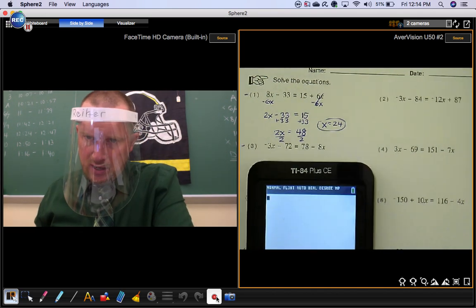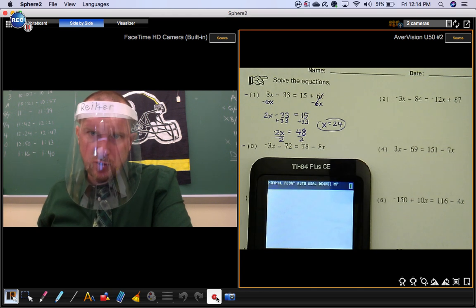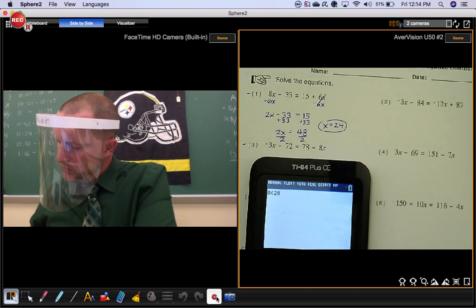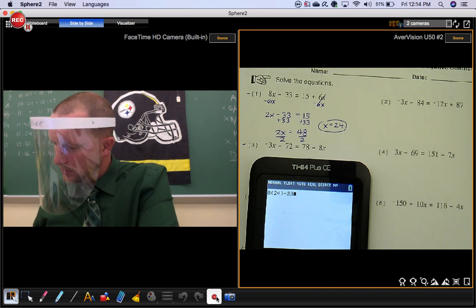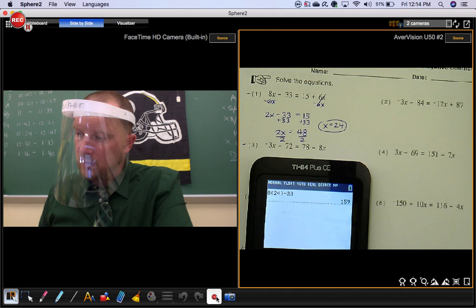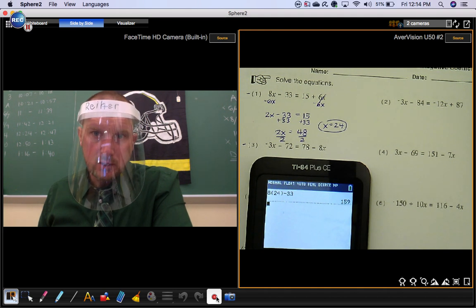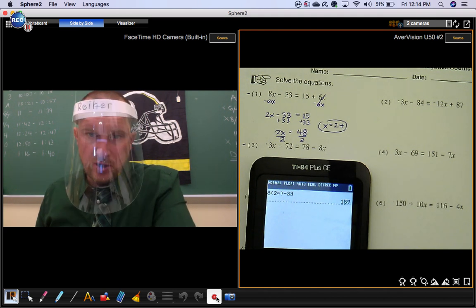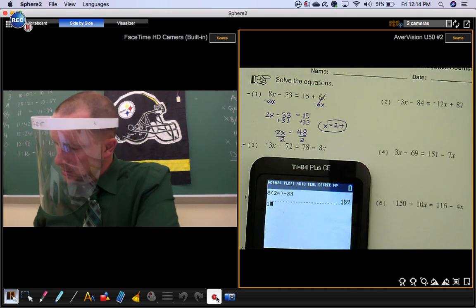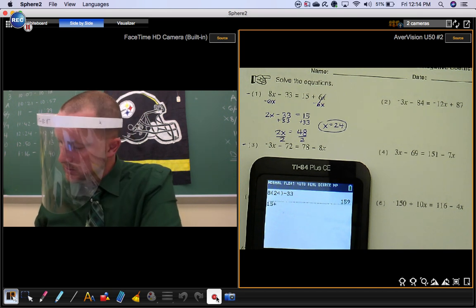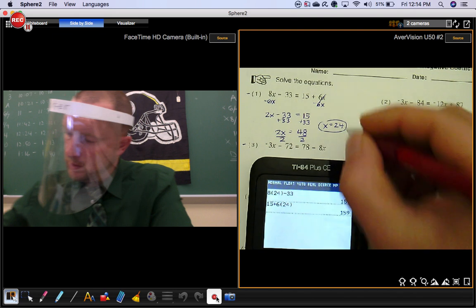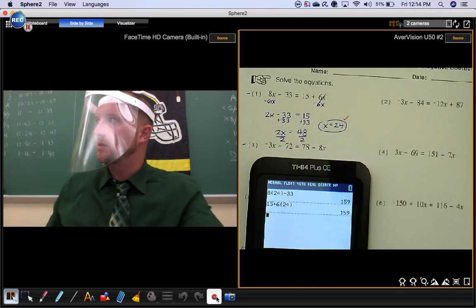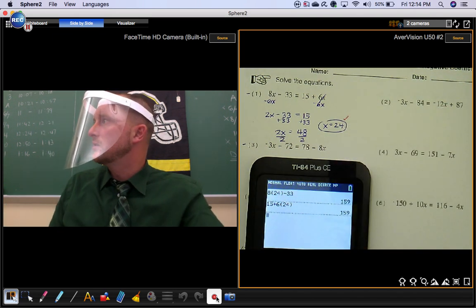We're going to plug that x value back in just to make sure that we got the right answer. So we'll do 8 times 24 and subtract 33. That gives us 159 on the left side. Now, the right side of your equation better be the same thing. 15 plus 6 times 24. This is how you know that you're right. When the left side and the right side of your equation are the same.